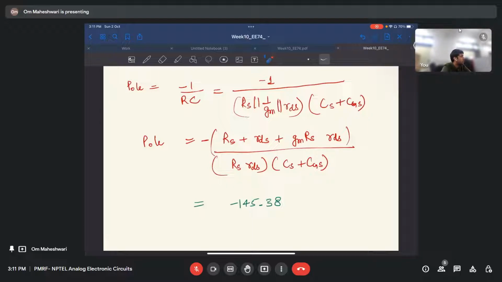No, sir. For calculating C equivalent, R should be 0, sir, right? Sorry. For calculating C equivalent, R should be 0, right?